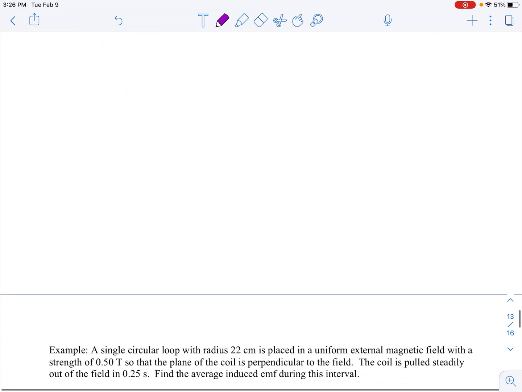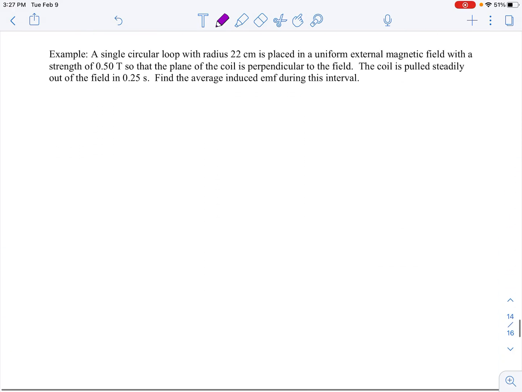All right. I think I've got one more example here. Here it is. A single circular loop with radius 22 centimeters is placed in a uniform external magnetic field with a strength of 0.5 Tesla so that the plane of the coil is perpendicular to the field. The coil is pulled steadily out of the field in 0.25 seconds. Find the average induced EMF during this interval.